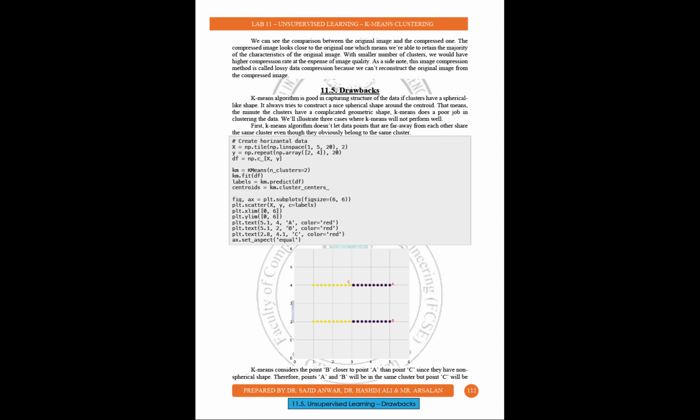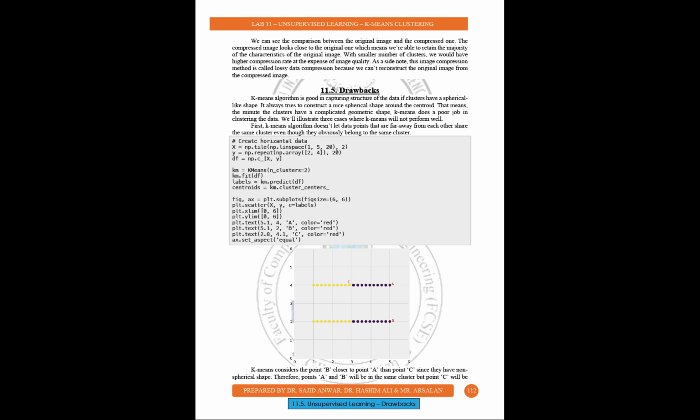The drawbacks of the K-means algorithm. The K-means algorithm is good at capturing the structure of the data. If clusters have a spherical-like shape, it always tries to construct a nice spherical shape around the centroid. That means the minute the clusters have a complicated geometric shape, K-means does a poor job of clustering the data. We'll illustrate 3 cases where K-means will not perform well.